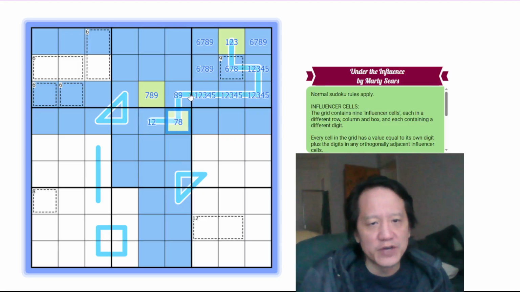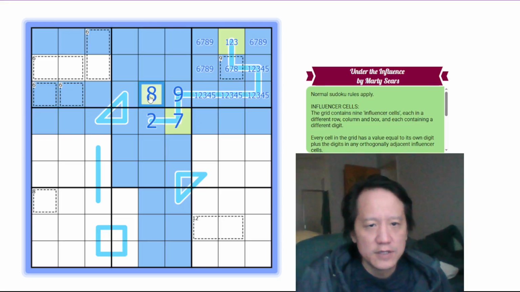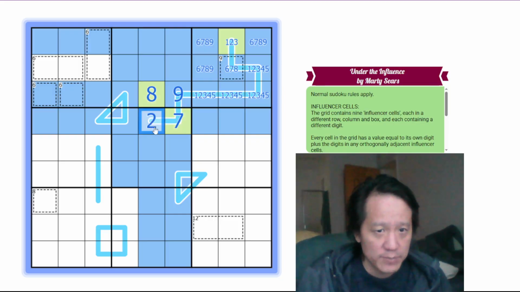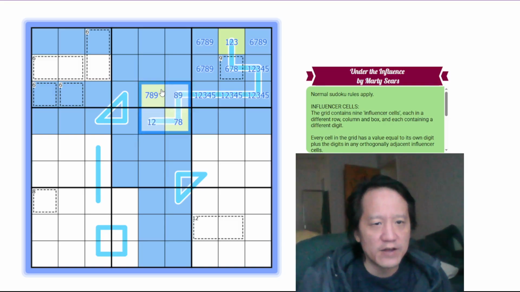This could be 2, 7, and 9, though, and that would work too. 2, 7, 9, which makes that 8. The value of here, again, is 7 plus 8 plus 2, which is 17, plus 7 is 24. The value of this is 9 plus 7 plus 8. So those are the possible values for these cells.